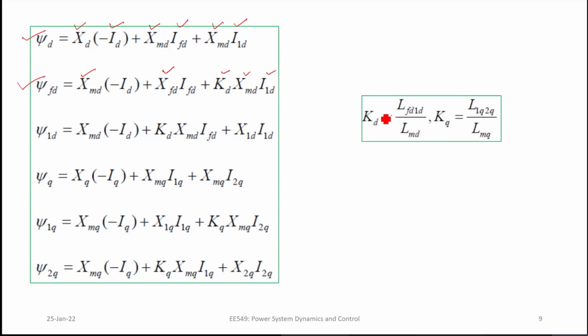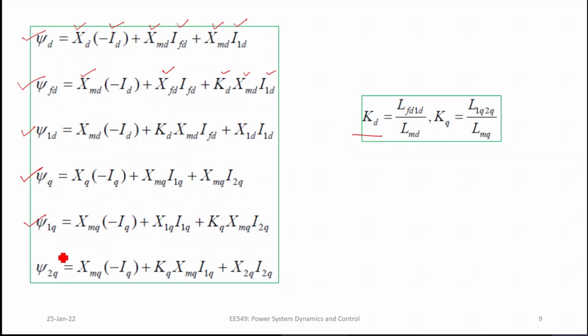KD is a constant which is defined as LFD1D by LMD, and KQ also is defined as L1Q2Q by LMQ. Similarly, your psi 1D also can be written as XMD minus ID plus KD, where KD is this, and XMD IFD plus X1D I1D. Similarly, psi q, I can write XQ minus IQ plus XMQ I1Q plus XMQ into I2Q.